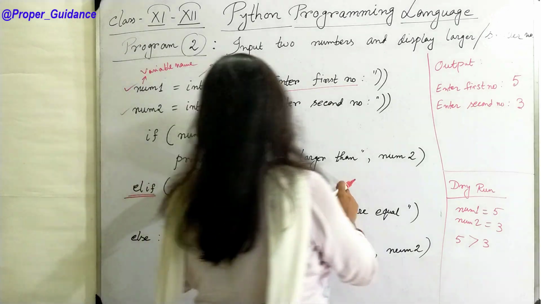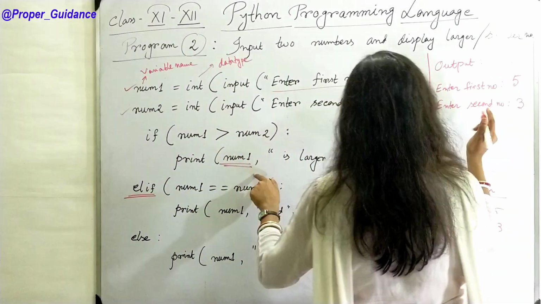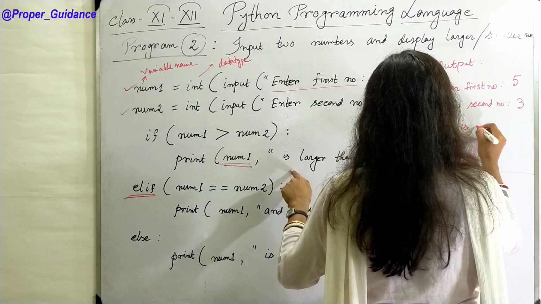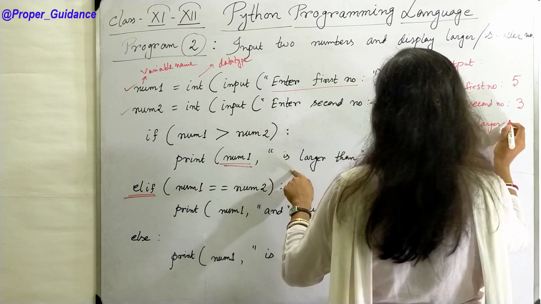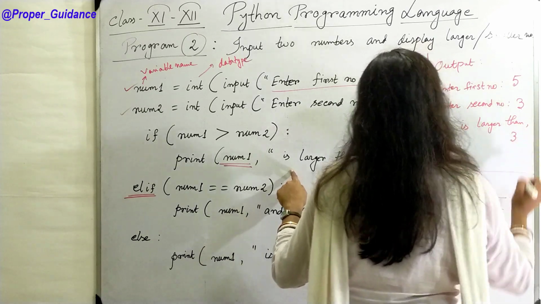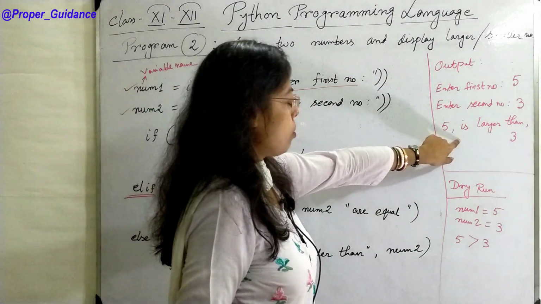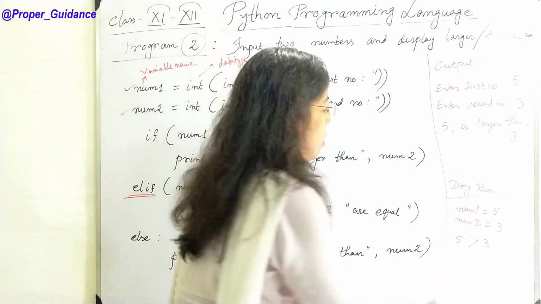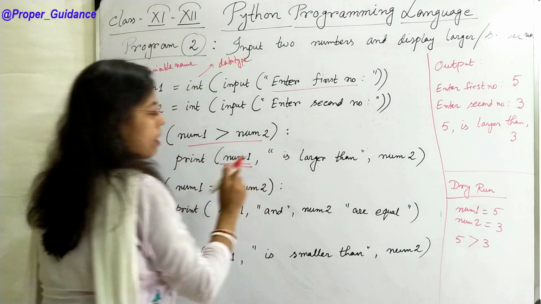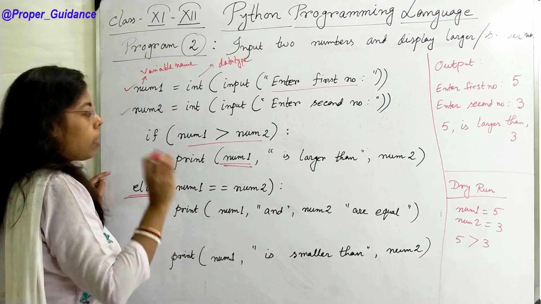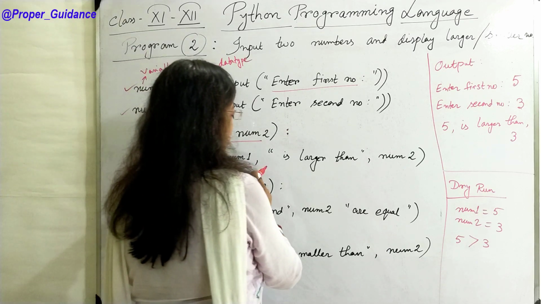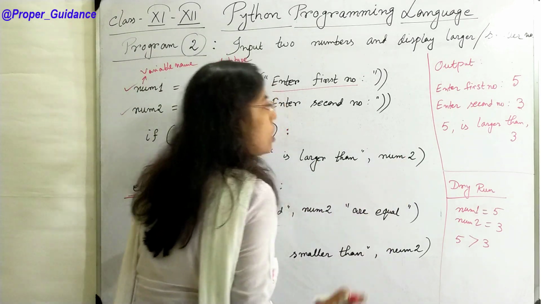So this will print here in the output section: 5 is larger than 3. Okay, this is the output section and this is the dry run section. Suppose num1 equals 5. It is checked here whether 5 is greater than 3. Yes, it returns the true value. 5 is greater than 3, we know. So print 5 is larger than num2.